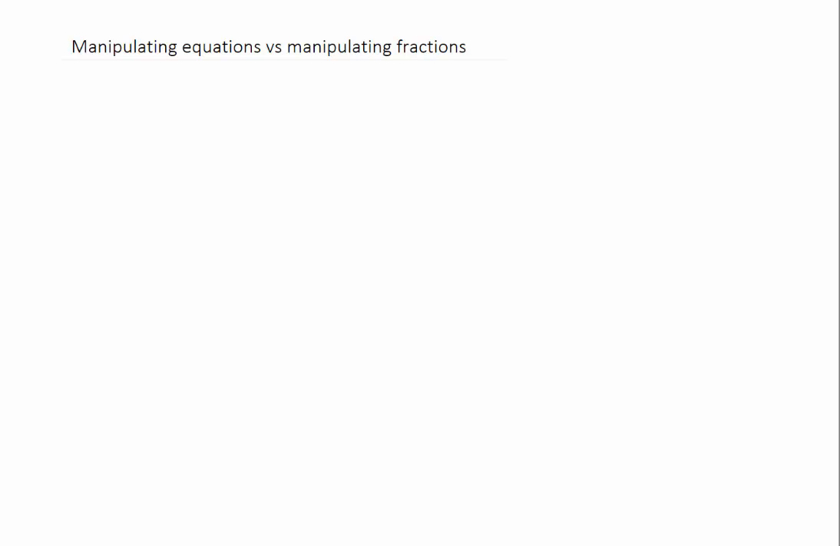Here I'd like to make a point about the difference between equations and fractions. So we can multiply both sides of an equation by the same number, and we can multiply the top and the bottom of a fraction by the same number. Also, we can add the same thing to both sides of an equation, but we cannot add the same thing to the top and the bottom of a fraction. So don't get tricked into thinking that.